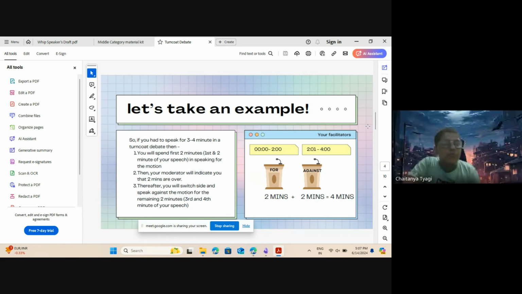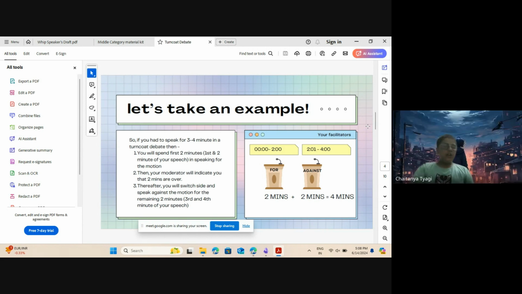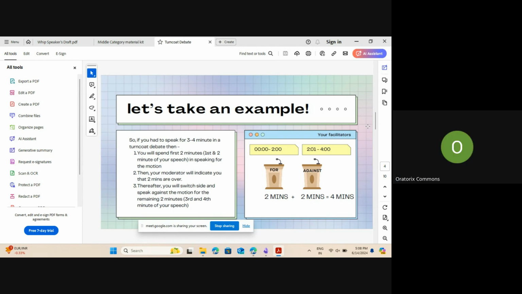Sir, against the motion, it means that first we will promote our motion, and then what is our opponent saying, we have to speak against it? No, for and against has nothing to do with the opponent. Simply, just as you speak in favor of the motion, you then speak against the motion. 2 minutes for defending and 2 minutes for going against.